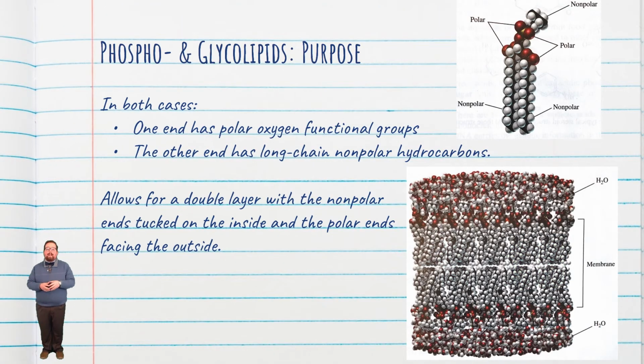In this double layer, the nonpolar ends are tucked away on the inside, so they don't have to interact with the water outside the cell or the aqueous cytoplasm inside the cell. That pushes the polar ends of these molecules to the outside and makes it look like this picture here.